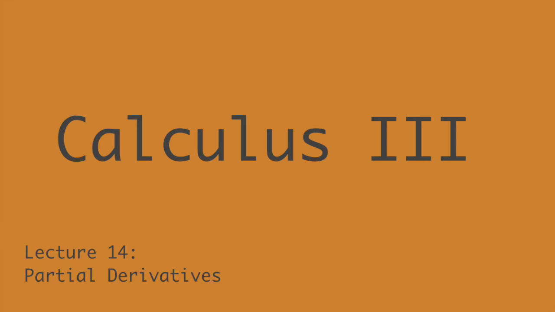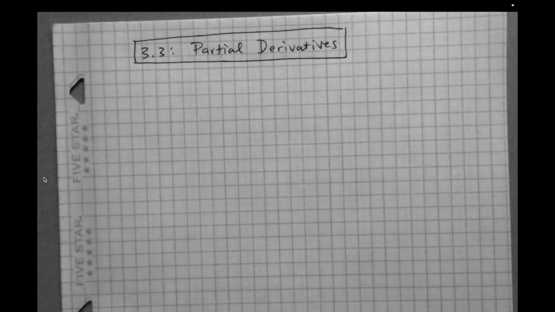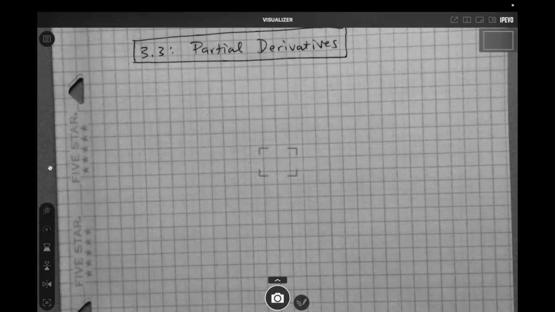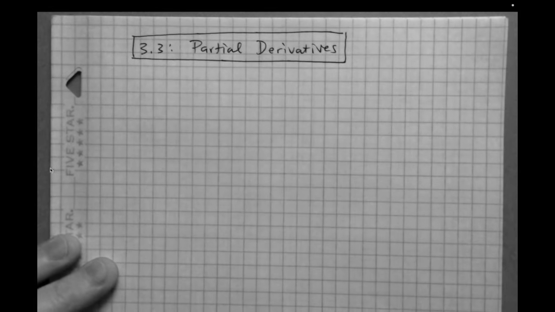Hey everyone, welcome back to Calculus 3. This will be lecture 14 of the course. And in this section, we're going to get into a very interesting area of calculus, and that is partial derivatives. So let's go ahead and jump into it. So this will be section 3.3 of this course, and we're going to call it partial derivatives.